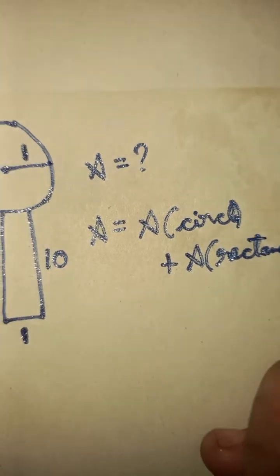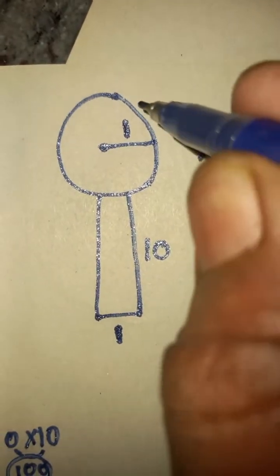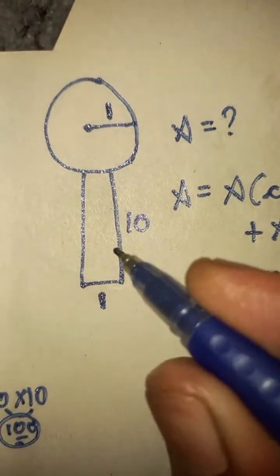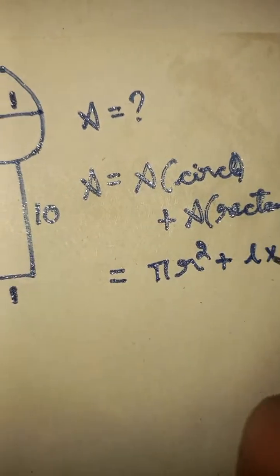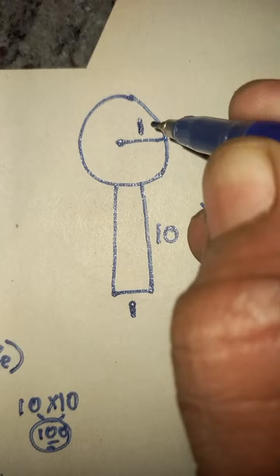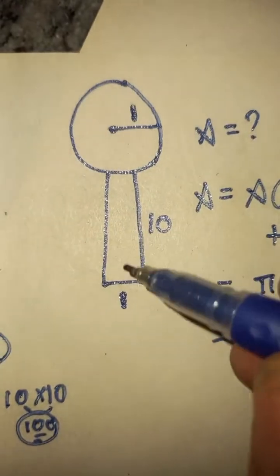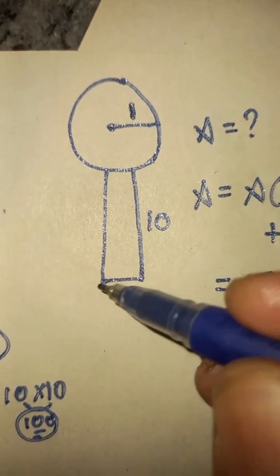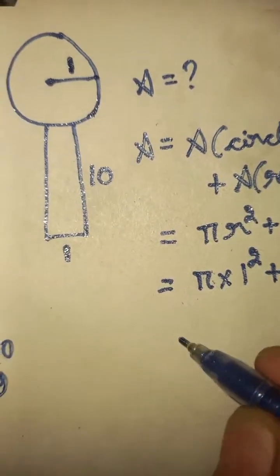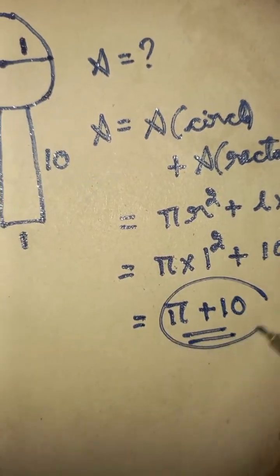Now let's find the area of this lollipop shape. Area of a circle is pi r square, and area of a rectangle is length times breadth. In pi r square, the radius is 1 unit, so pi times 1 square, plus length times breadth, 10 times 1. Pi times 1 square is pi, plus 10 times 1 is 10. So it is 10 plus pi square units.